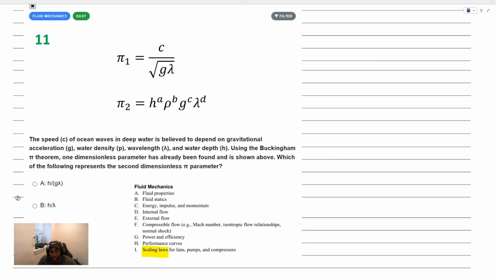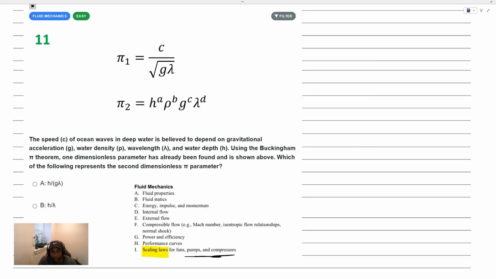In this problem here, I'm going to be discussing the idea of dimensional analysis and similitude, and we're going to go over the Buckingham pi theorem. I'm going to tell you guys why it's important and why I chose to go through that problem as opposed to something about fans, pumps, and compressors. This is really the idea of scaling, and this is the most fundamental thing in this section.